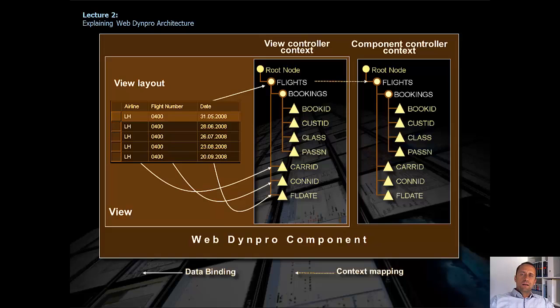Data binding is a powerful instrument because not only can the value of a UI element be bound to a context attribute, but the properties of a UI element can also be bound. For example, visibility. This means that UI element properties can be manipulated from the view controller by acting on the context attributes.